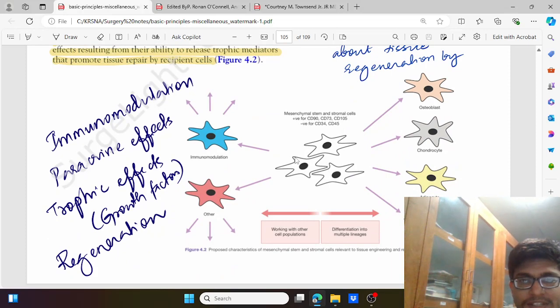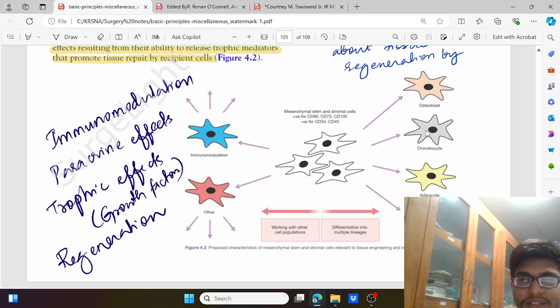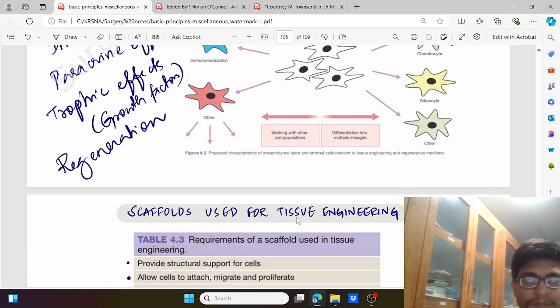So stem cells with certain surface markers, CD90, CD73 and CD105, can help in immunomodulation, have a paracrine effect, and a trophic effect like the growth factors, regeneration, and can also give rise to tissue regeneration like the osteoblast, chondrocyte, adipocyte and myocyte. They can differentiate into multiple lineages and can work with other populations.